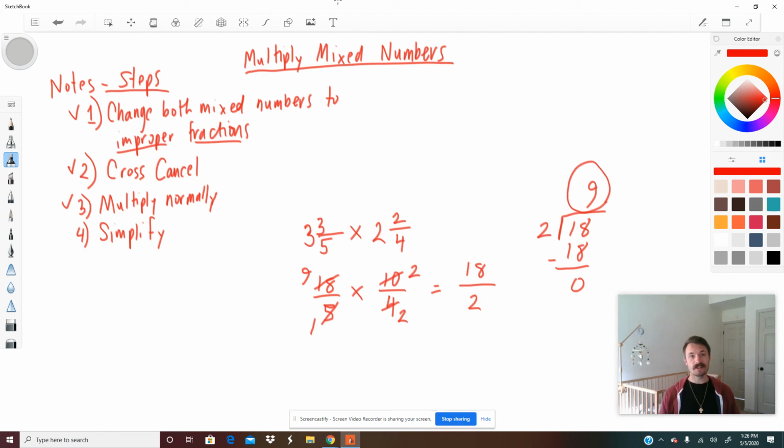Okay, that's how you multiply mixed numbers together. You change both mixed numbers to improper fractions. You cross cancel if you can. Multiply normally, numerator times numerator, denominator times denominator. Then you simplify because you'll almost always have an improper fraction as your answer. All right?